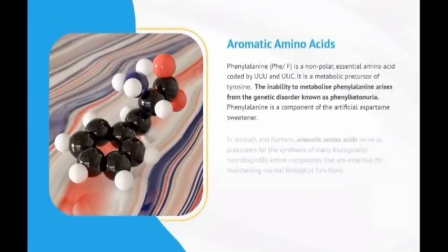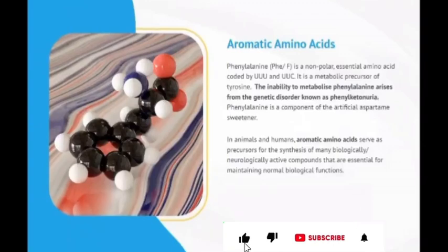Aromatic amino acids. Phenylalanine is a nonpolar, essential amino acid coded by UUU and UUC. It is a metabolic precursor of tyrosine. The inability to metabolize phenylalanine arises from the genetic disorder known as phenylketonuria. Phenylalanine is a component of the artificial sweetener aspartame. In animals and humans, aromatic amino acids serve as precursors for the synthesis of many biologically and neurologically active compounds that are essential for maintaining normal biological functions.